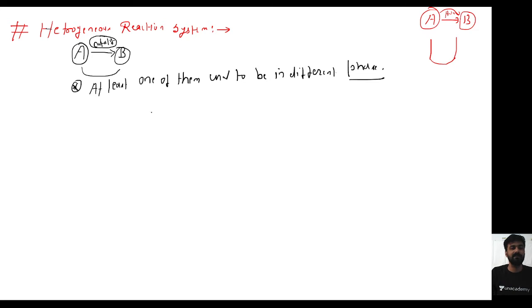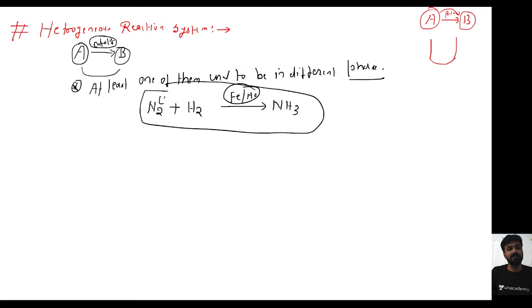Okay. Just like, my dear student, when we talk about the reaction of nitrogen plus hydrogen getting converted into ammonia, NH3. So here we will be using iron or molybdenum as a catalyst. Okay, so here nitrogen is used in gaseous state, hydrogen is used in gaseous state, and NH3 is also in gaseous state. But here solid iron catalyst is used or molybdenum is used. Okay, so due to this particular reason, this reaction will be called as the heterogeneous catalytic reaction.